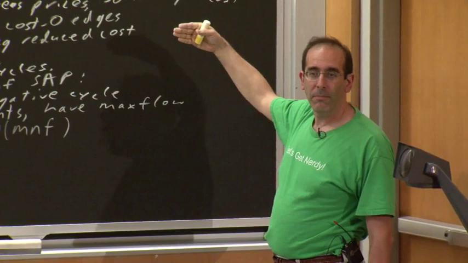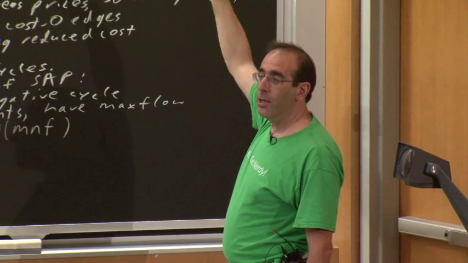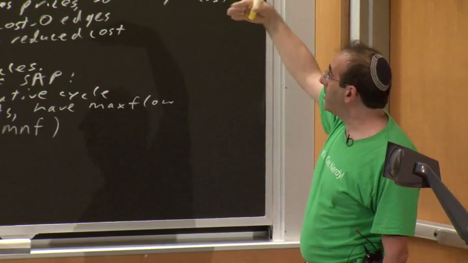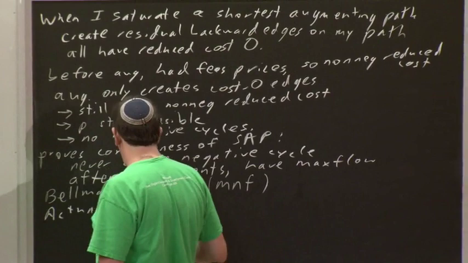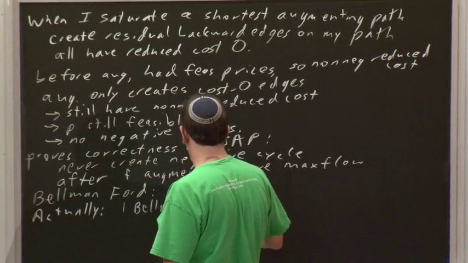Now, if we have negative cost edges to start with, we may need to use Bellman-Ford the first time in order to compute the initial reduced costs. But as we proceed, we never create negative cost edges, and so we can use Dijkstra's algorithm for shortest paths in each step. So actually, it's going to be one Bellman-Ford computation if there are negative edges.